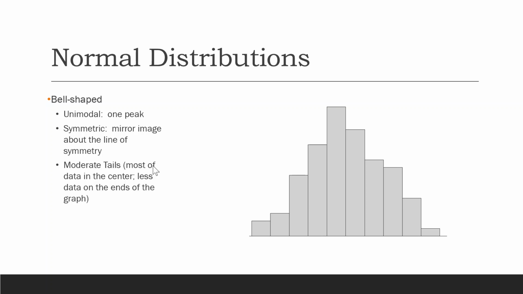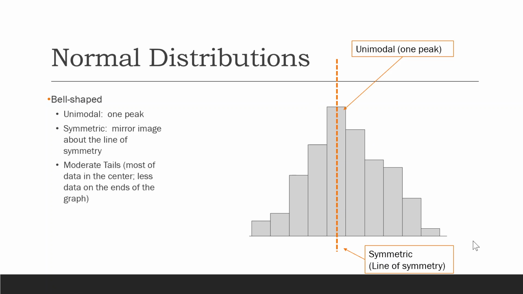It is unimodal, which means it has one peak. All right, notice all of the data kind of increase until we get to the middle, to a peak, and then it decreases as we continue after that. So it has one peak, which we call unimodal. This distribution is approximately symmetric, meaning I have a line of symmetry, approximately, and the graph is approximately a mirror image of itself across that line of symmetry.